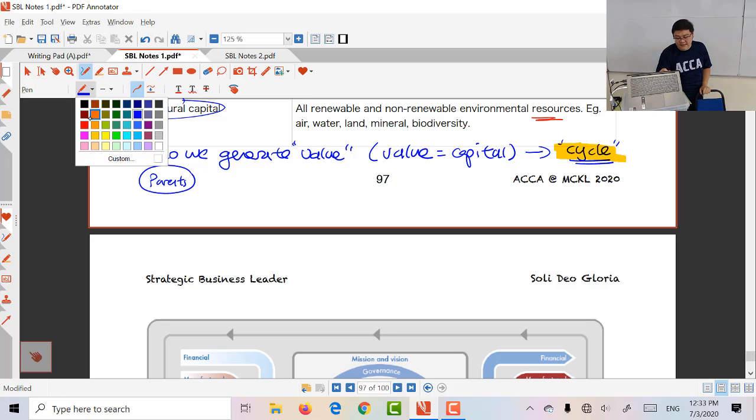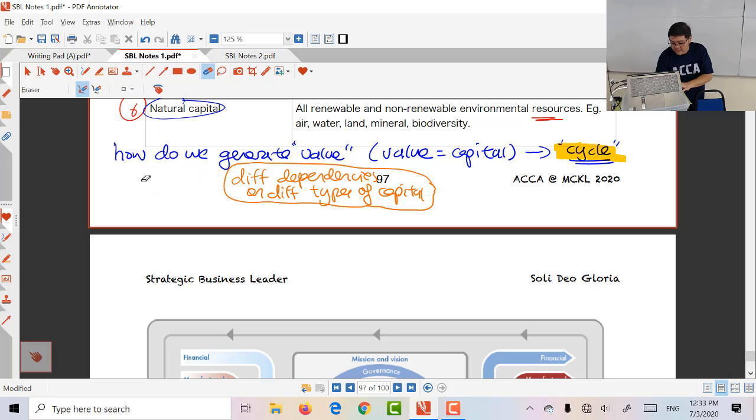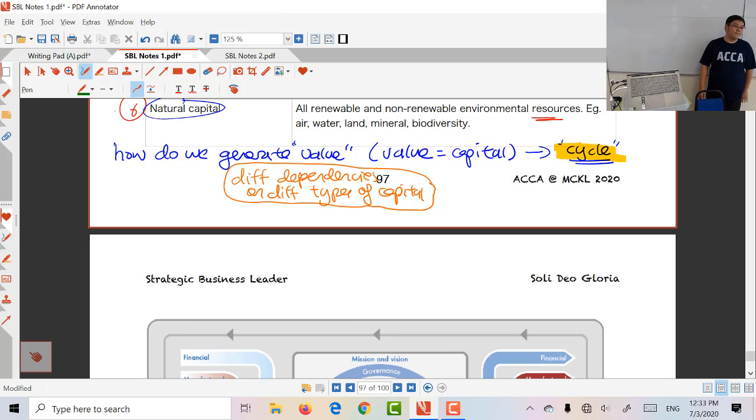Then the next thing is you notice, along the capital cycle, you may have different dependency on different types of capital. For example, when you're just a baby, you don't need financial capital. If I give you 10,000 ringgit in front of you, what are you going to do with it? You cannot eat. You just can't do anything with it. So what you need when you're a baby is your natural capital that becomes your food.